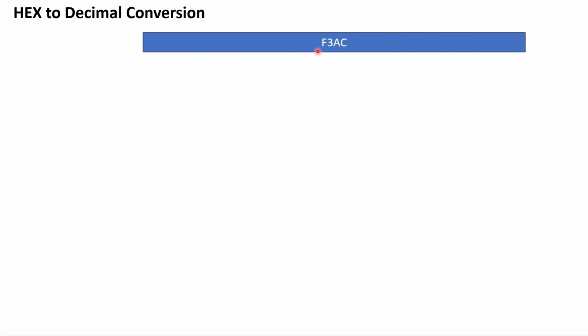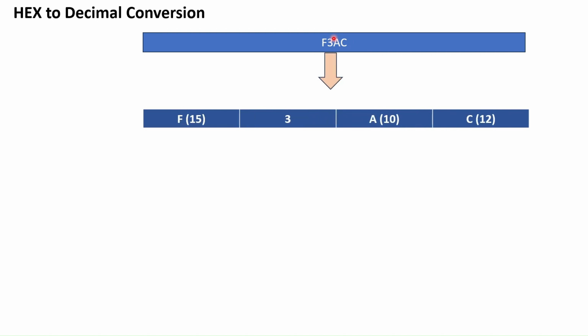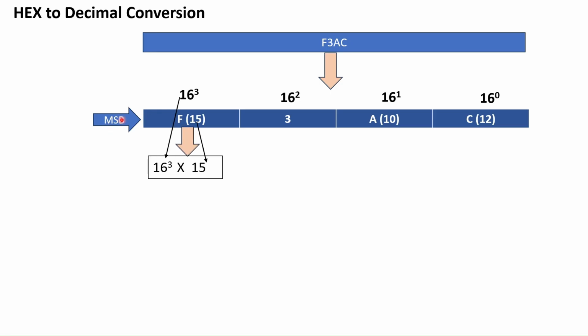Okay, I will take the same example we did earlier, the hexadecimal number F3AC, and convert each digit into decimal. Hexadecimal F is 15 in decimal, 3 is the same, A is 10, C is 12. So I noted it like this, and this is the most significant digit. We are going from left to right. Here it is most significant, and this is least significant.